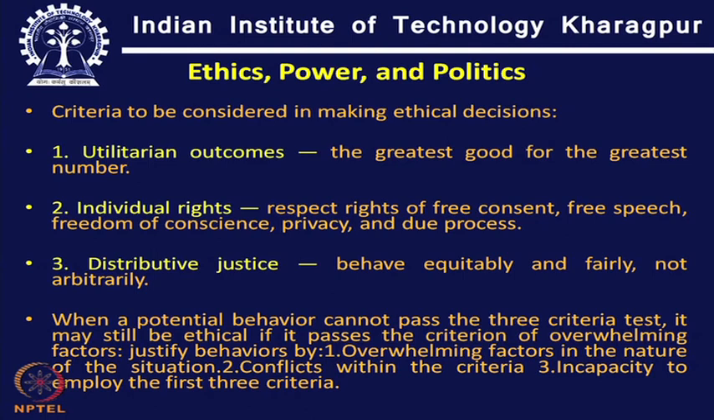While talking of making ethical decisions, we should be concerned about utilitarian outcomes, the greatest good for the greatest number; individual rights, respecting rights of free consent, free speech and freedom of conscience; and distributive justice, which is equitable and fair distribution, and this distribution is not arbitrary in nature. So when behavior cannot pass these three criteria, utilitarian outcomes, individual rights and distributive justice, then it is not ethical in nature.